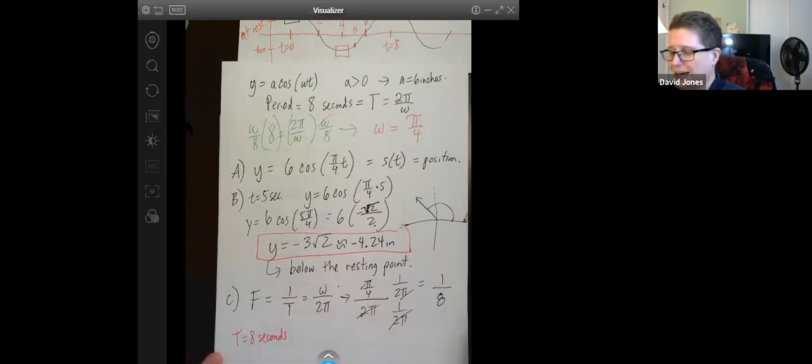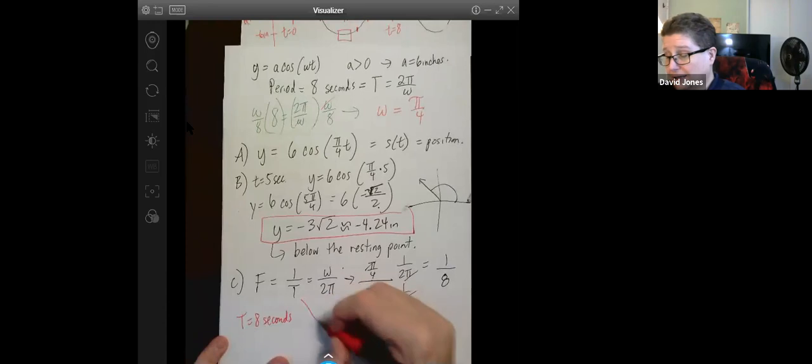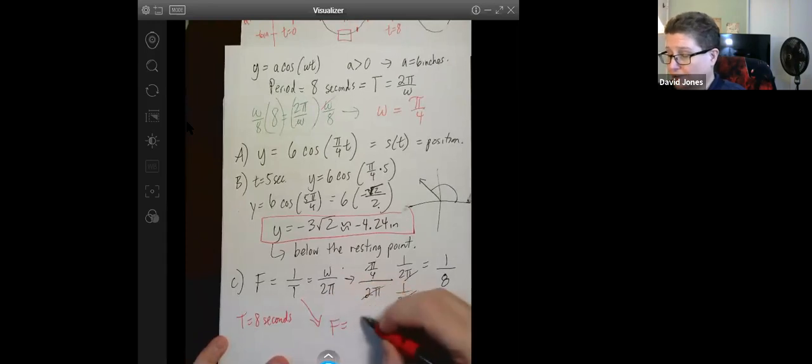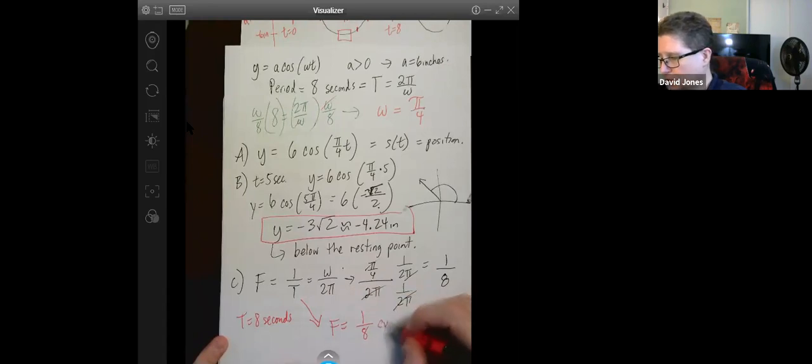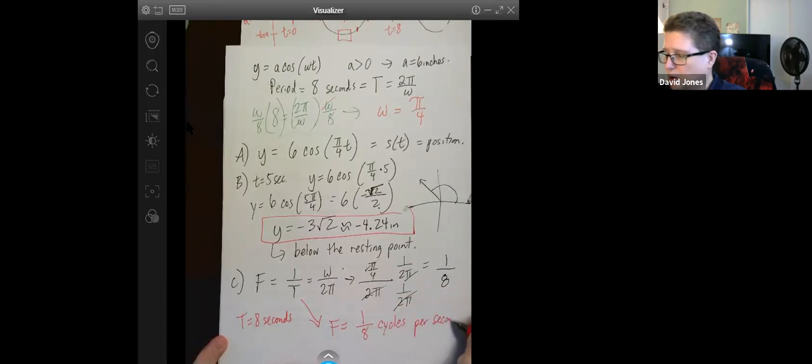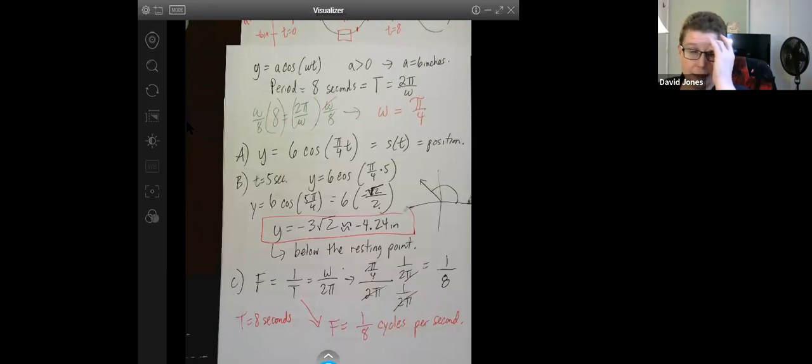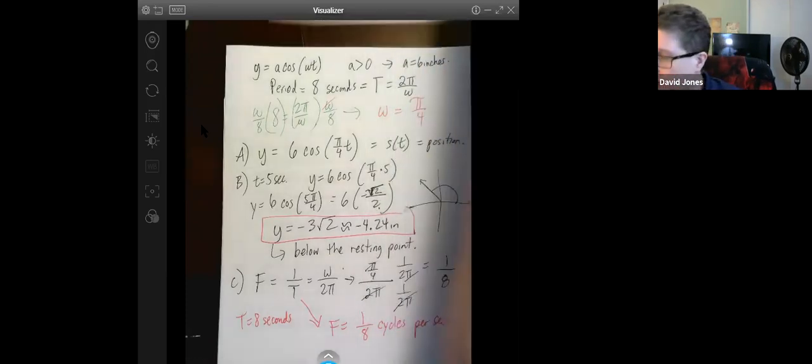Using the equation right here was the hard way to go. Frequency equals 1 over t, which is 1 over 8. 1 over 8 cycles per second. But I wanted to illustrate what you do with omega and 2 pi because they don't always give you t in a simple thing like that. Okay? That's simple harmonic motion.